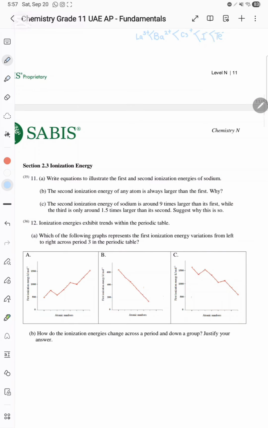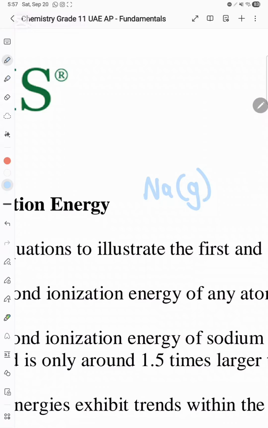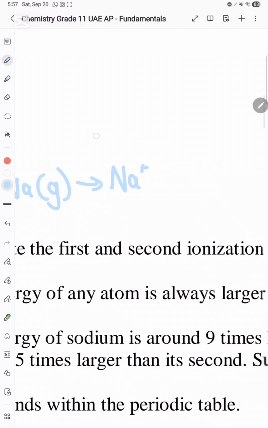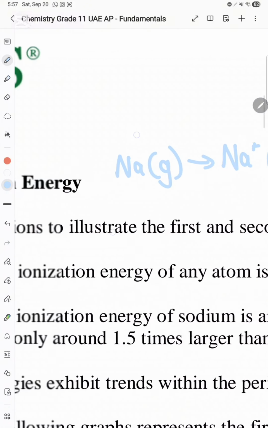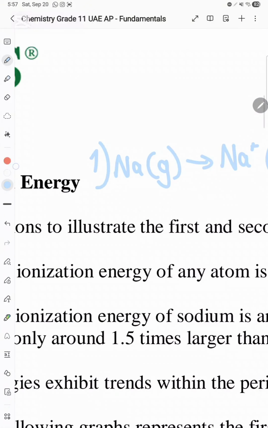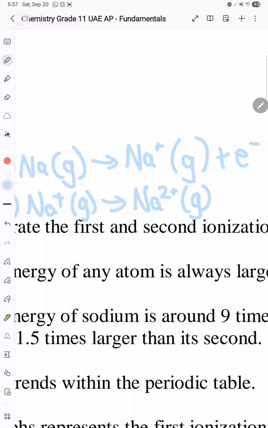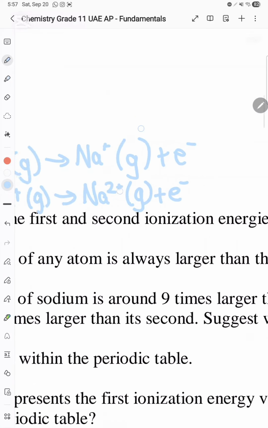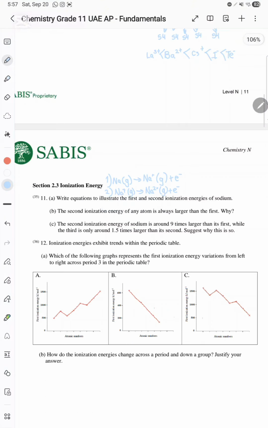So the first is gonna be Na in its gaseous state, most importantly, which is gonna give you Na plus in its gaseous state plus 1 electron. And that's the first. Now the second is gonna be Na plus in its gaseous state becoming Na2 plus. You're gonna say Na can't be 2 plus, it's fine. In this case, you're gonna forget everything you've learned before, plus another electron. And that's the first and second ionization energy.